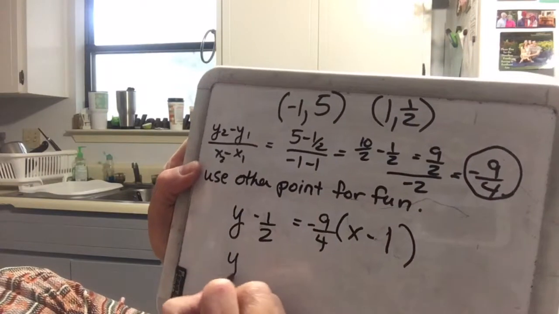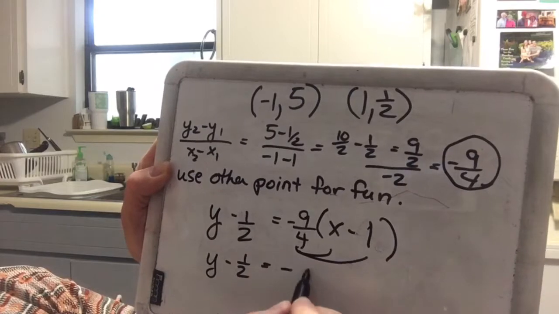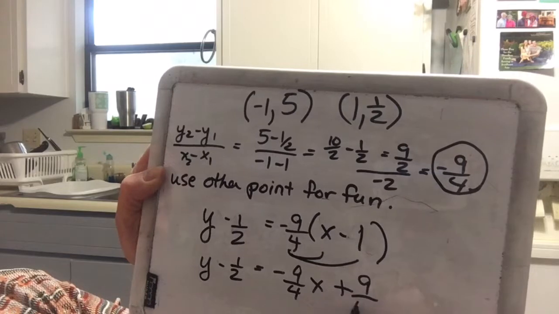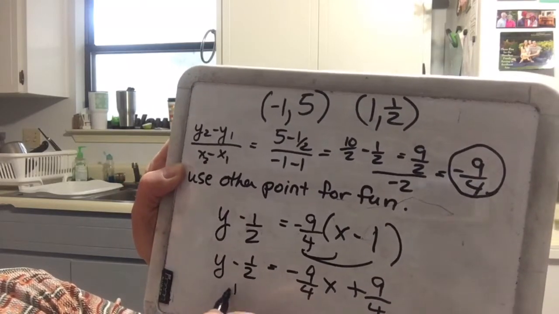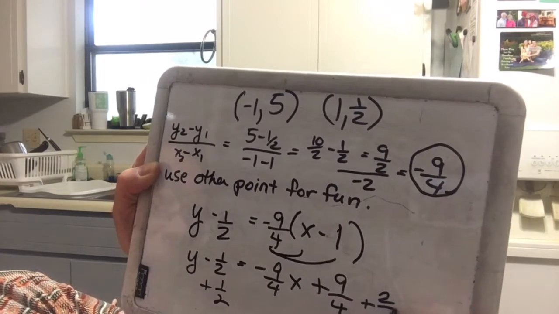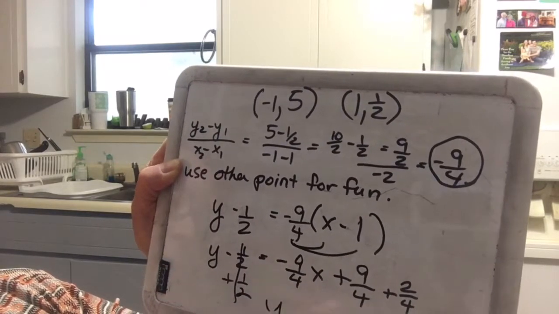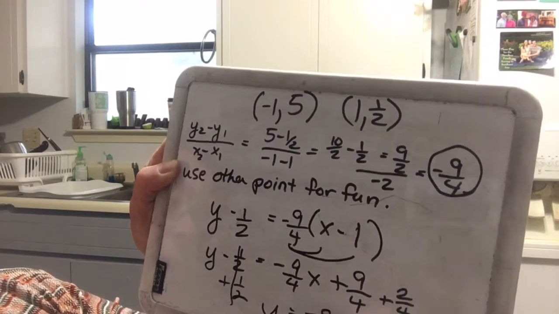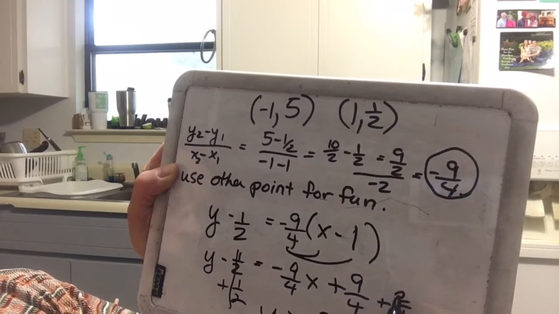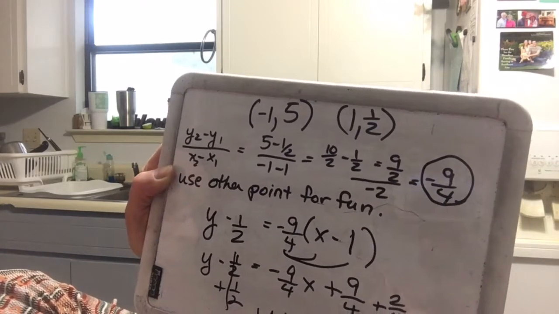So now we got y minus 1/2 is, distributing, -9/4 x plus 9/4. Okay, and so then I'm going to add a 1/2. But notice that adding a 1/2 is the same thing as adding a 2/4. So that cancels. So now I get y equals -9/4 x, and then 9/4 plus 2/4 is 11/4.